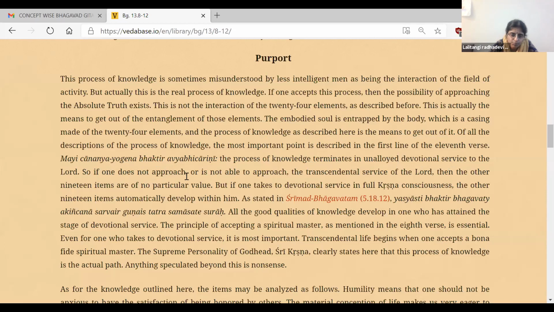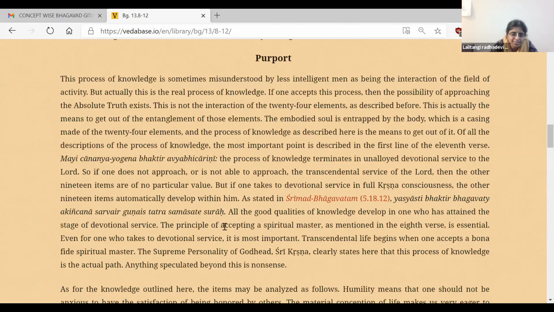So if one does not approach or is not able to approach the transcendental service of the Lord, then the other 19 items are of no particular value. But if one takes to devotional service in full Krishna consciousness, the other 19 items automatically develop within him. As stated in Srimad Bhagavatam 5.18.12, Yasyasti Bhaktir Bhagavati Akinchana Sarvair Gunaistatra Samasate Suraha. All the good qualities of knowledge develop in one who has attained the stage of devotional service.